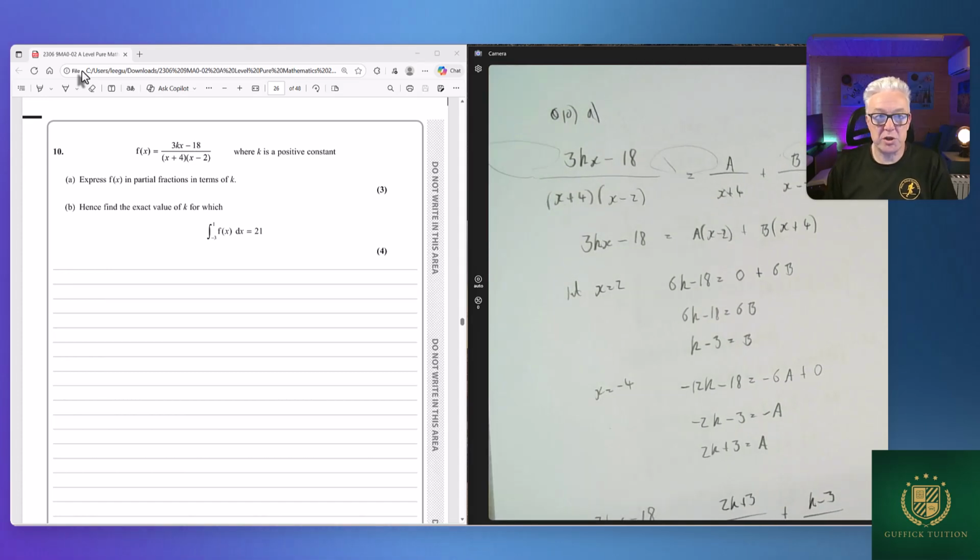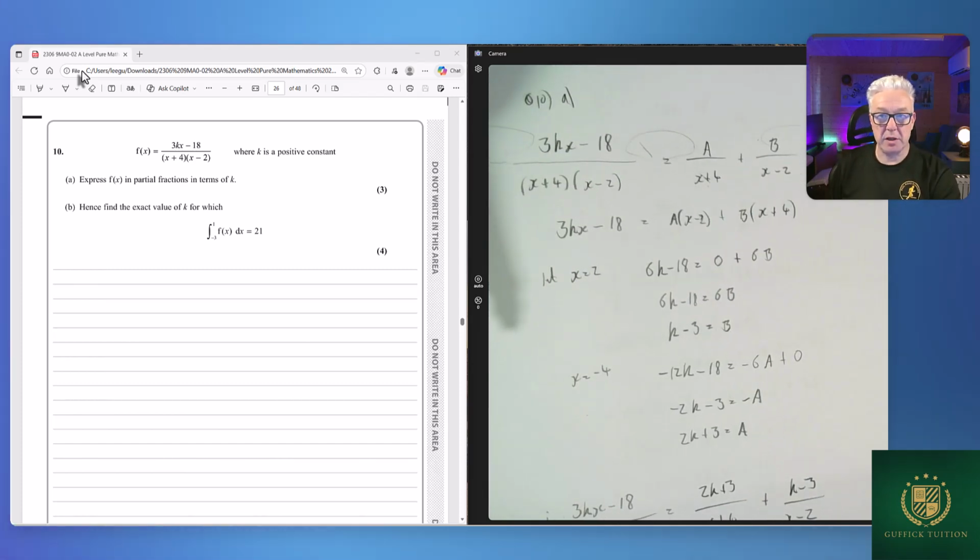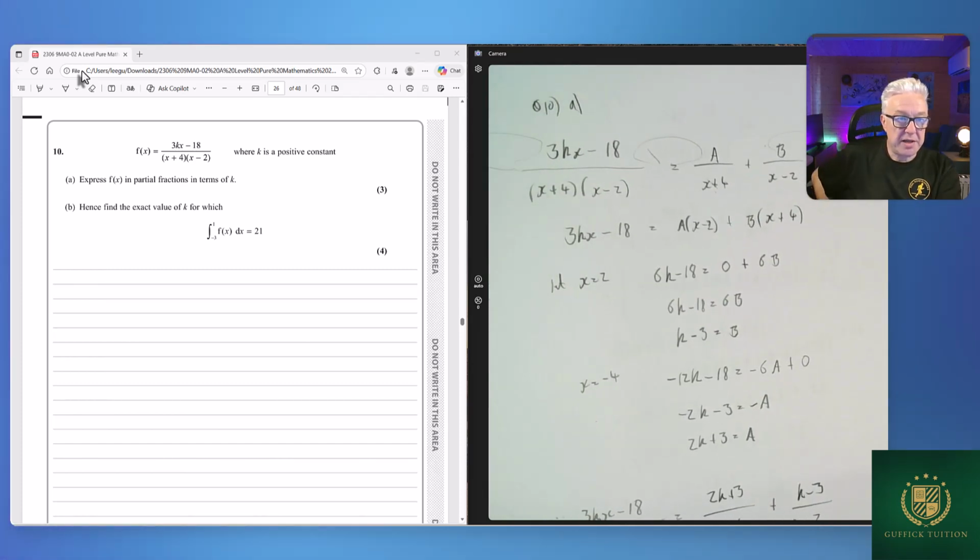Hello everyone, we're on question 10 of paper 2 from 2023 Edexcel now, and we've got a partial fractions question, so let's have a look. Question 10 says express f of x in partial fractions in terms of k. So a little bit different, just that we've got a k involved.